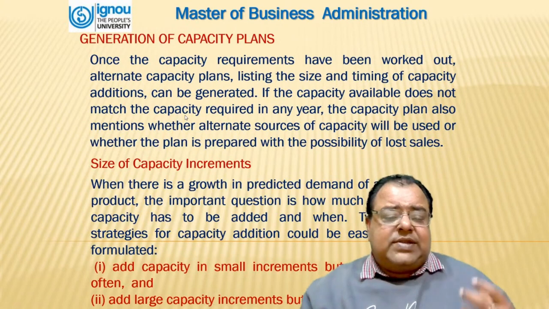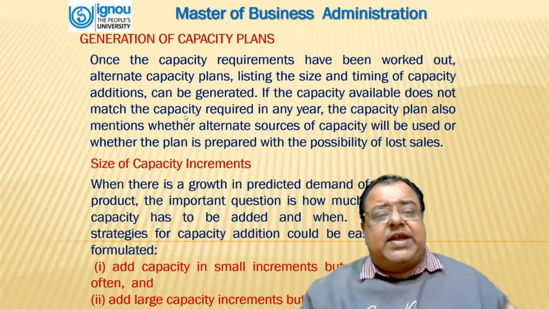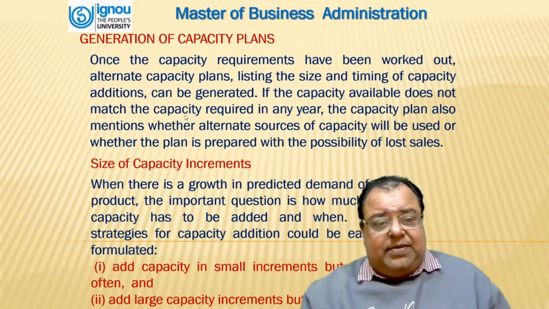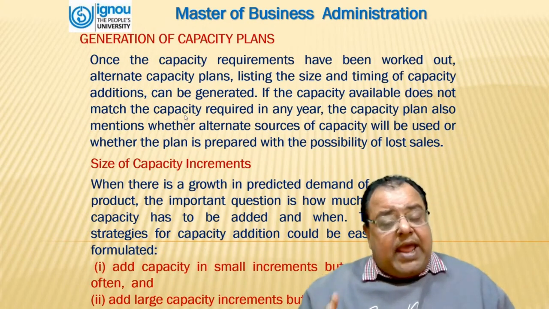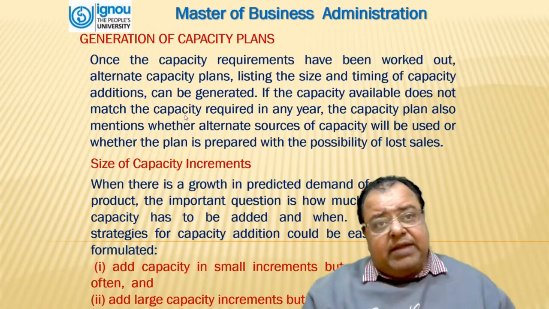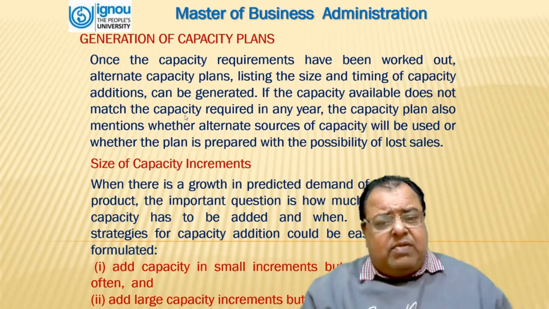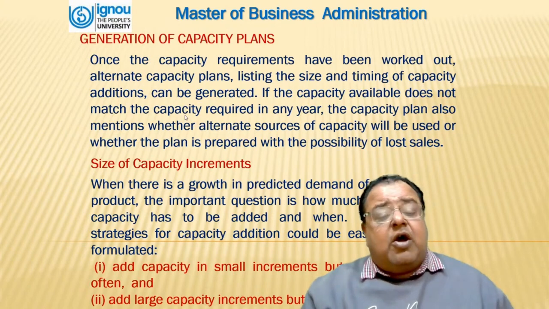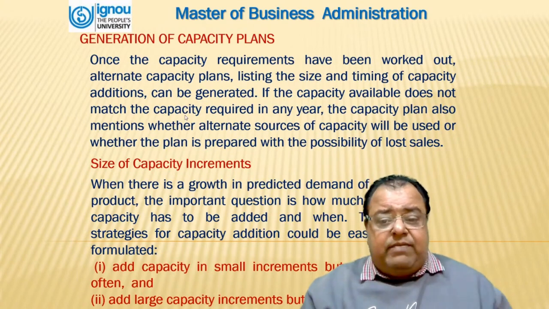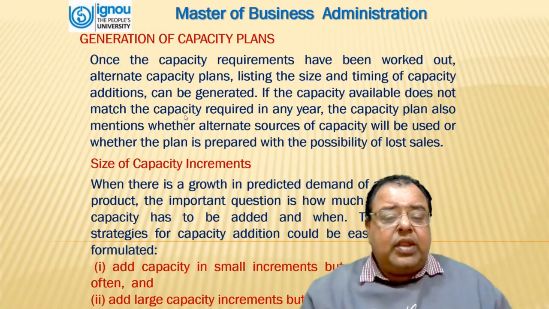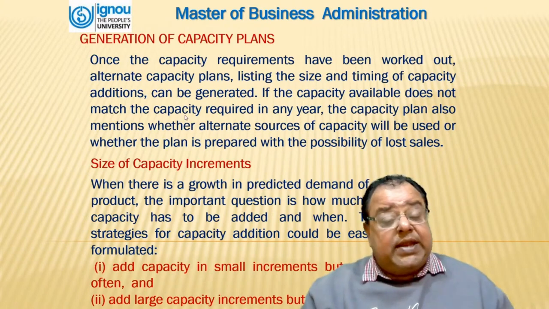Now, we move on to second phase, that is generation of capacity plans. Once the capacity requirements have been worked out, alternate capacity plans listing the size and timing of the capacity additions can be generated. If the capacity available does not match the capacity required in any year, the capacity plan also mentions whether alternate sources of capacity will be used or whether the plan is prepared with the possibility of loss of sales. Now, what is the size of capacity increments?